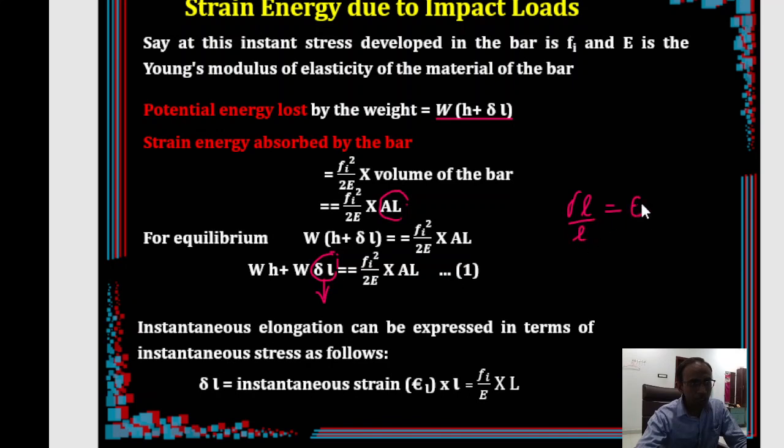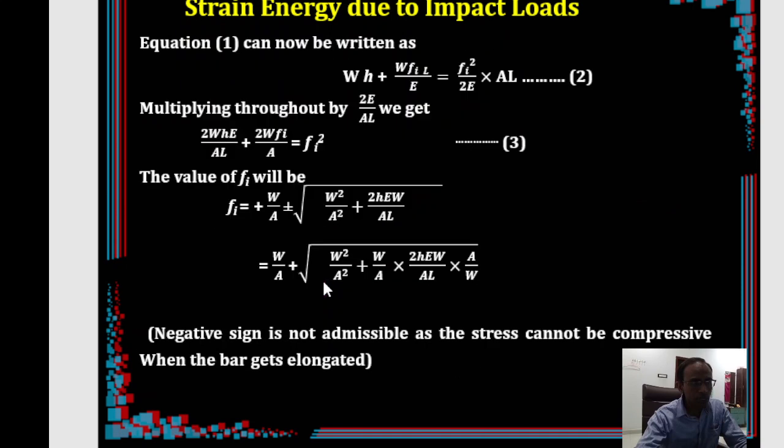and strain can be written as sigma by E, or the instantaneous stress can be represented by sigma. It's up to your convenience which one, it doesn't make any difference, divided by the modulus. Because I wanted to bring this quantity out to this side, this is what will happen: sigma by E times L. That is your replacement of delta L. Once you get that, you get an expression like W h plus W sigma L by E, equal to sigma square by 2E times AL.